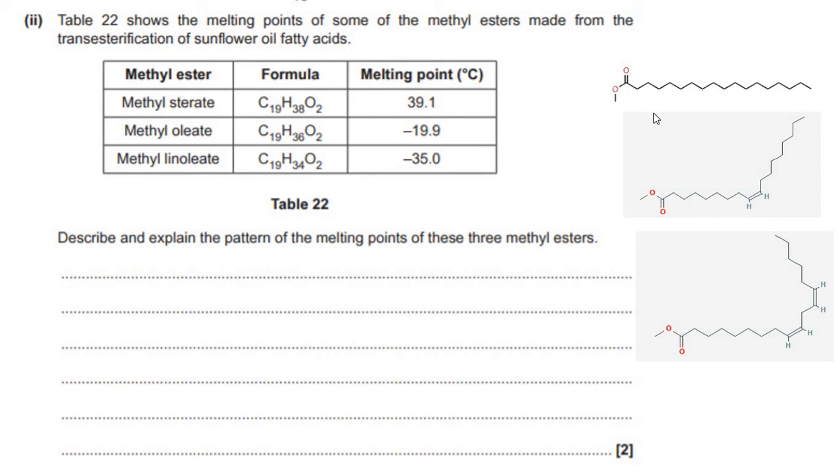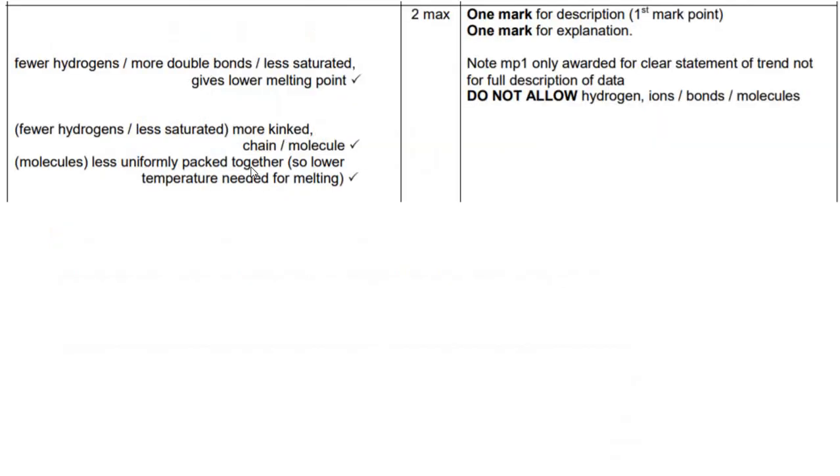Okay, well, what that means is if we had all of these nice straight skeletal formula chains there for us, there are more intermolecular forces between them, which means you're going to need more energy to overcome those bonds. So if we go now to the mark scheme, let's go to this more complicated bit to start with. So the more kinks, the less saturated, the more double bonds there are in the chain, it means that they are less uniformly packed together, so less energy is needed to melt it.